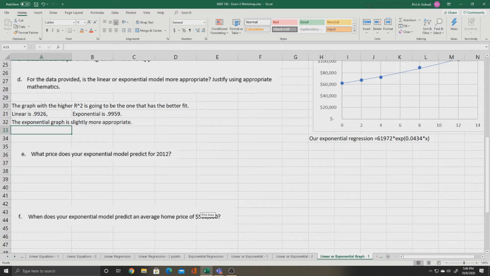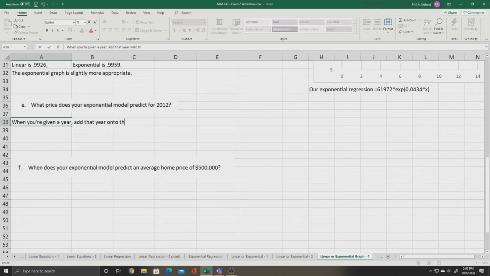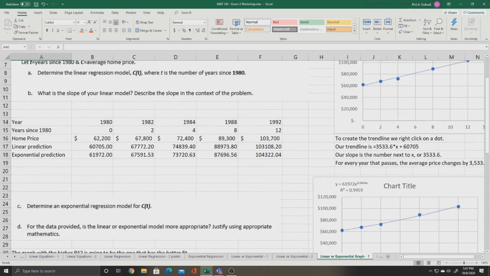Now, we are asked, what price does your exponential model predict for 2012? Well, to do that, when you're given a year, add that year onto the list of years. Then black cross the years since 1980 and the exponential prediction. So let's add 2012 onto our list.